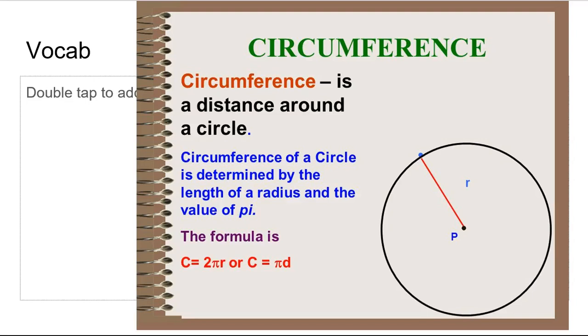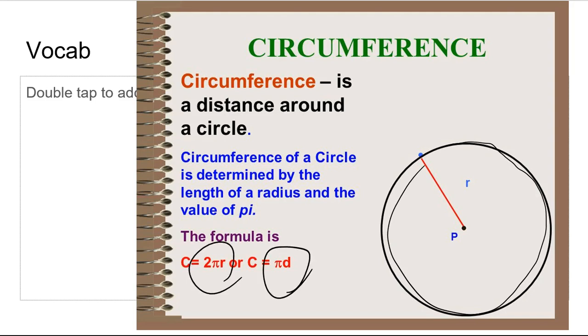Alright, so circumference, remember circumference is the distance around the circle. Like if we were to build a fence, go around the circle. Circumference of the circle is determined by the length of the radius and the value of pi. So here are two different formulas, 2 pi r and pi times d.